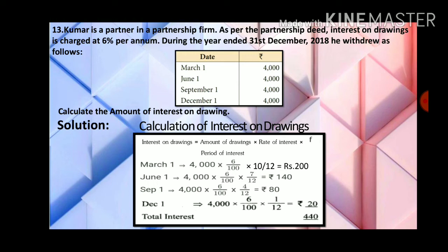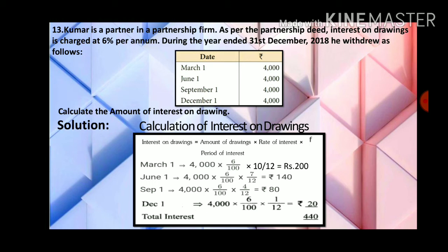Then June 1st to December 31st. So 7 months we get. The withdrawn amount is 4000 into 6%, 6 by 100 into period of interest for 7 months. So 7 months means 7 by 12, rupees 140. Then September 1 taken 4000 rupees into interest 6%, 6 by 100 into period of interest 4 months. September to December, 4 months. So 4 by 12, we get 80 rupees.